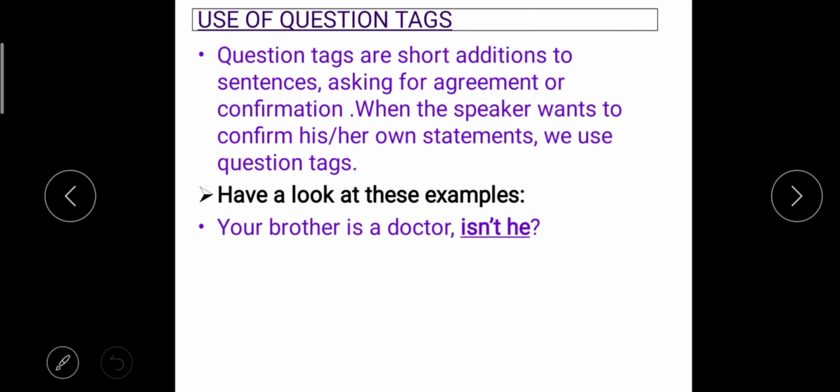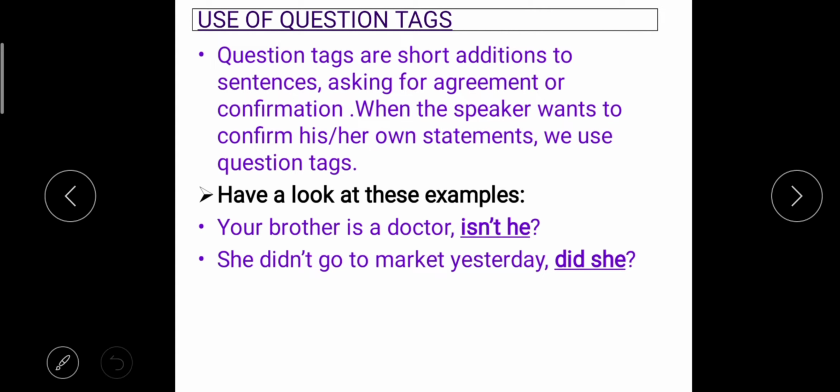Your brother is a doctor, isn't he? It means here the speaker is not sure that your brother is a doctor. That's why he wants confirmation, reassurance of his own statement, and that's why question tags are used.